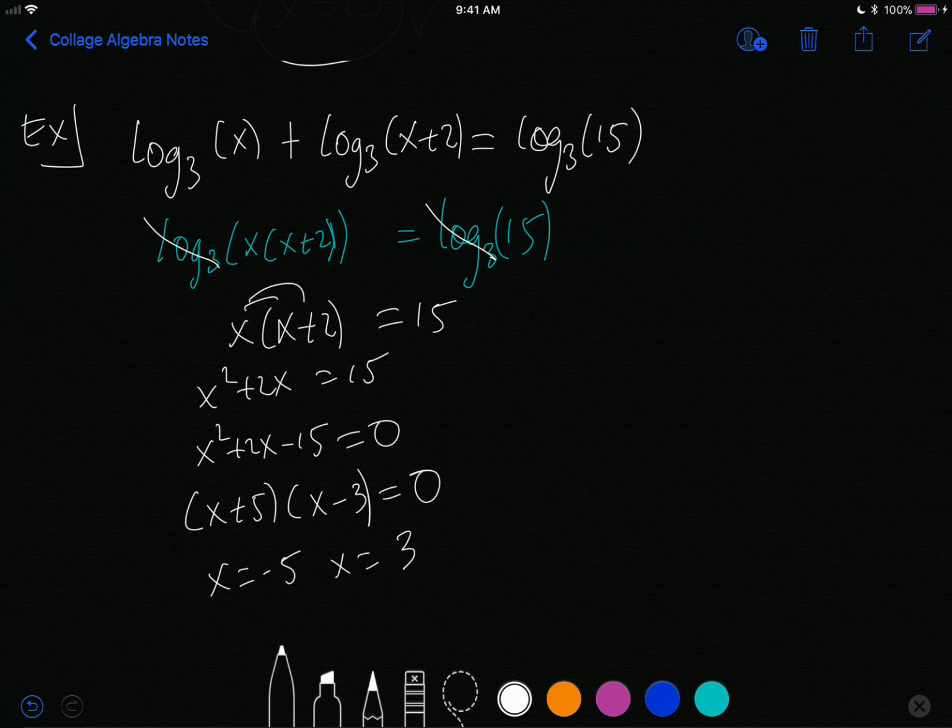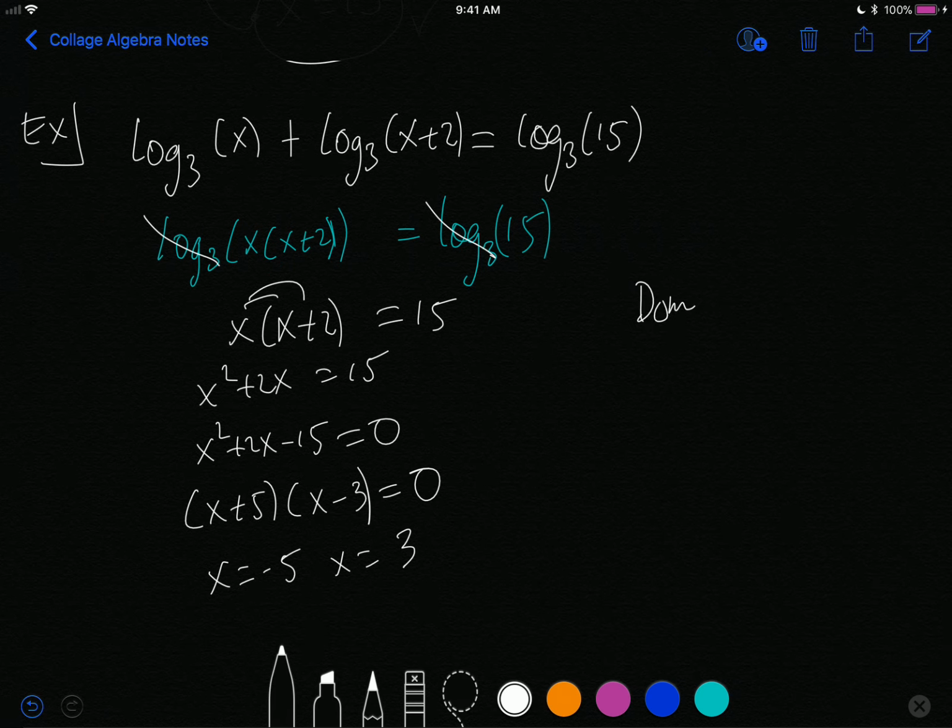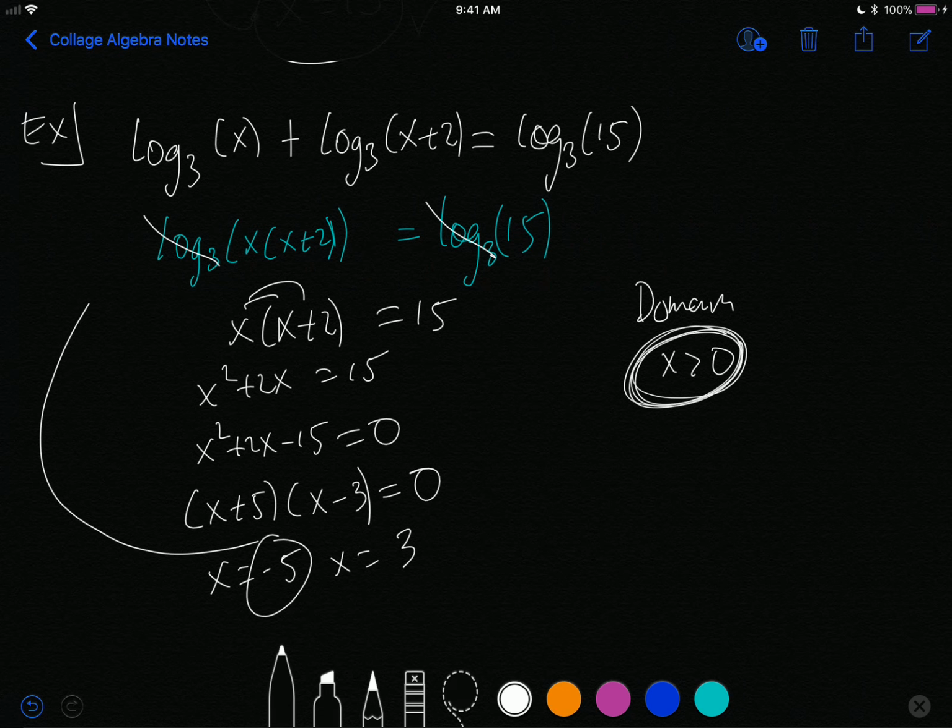Look at those two answers. Aren't they lovely? But then you remember, well, the domain for log are numbers that are greater than 0, right? So if I take this negative 5 and I plug it into the log, this is log base 3 of negative 5. Log base 3 of negative 5 is undefined. It means that this answer does not make sense. It means that that answer is simply wrong.